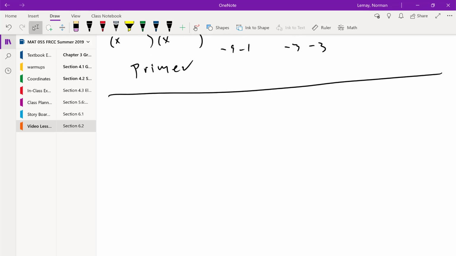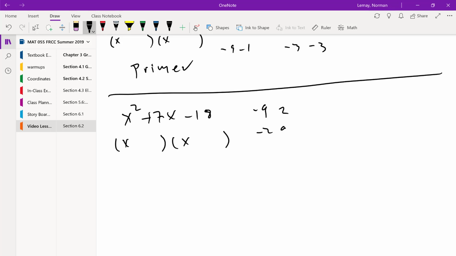So how about x squared plus 7x minus 18? So again, we can write these out. X and x. So what are the factors of -18? So we got things like 18 and 1, 9 and 2, 3 and 6, and I think that's about it. So can we take a look here and let's see, what do we come up with? Since we have a negative, it's going to be -9 and 2 or -2 and 9. So let's see, do these add up? So this one gives me my 7.